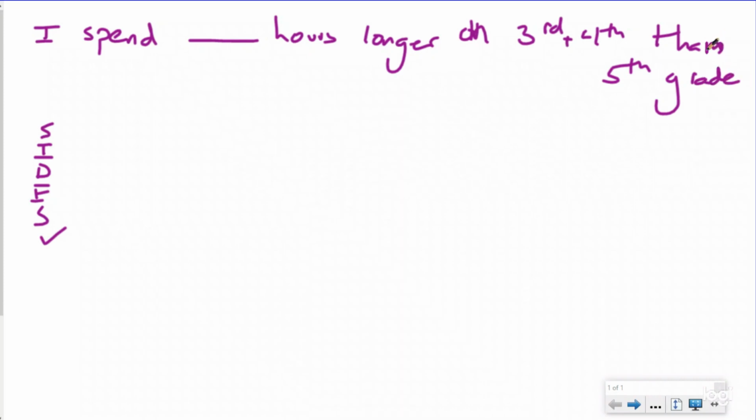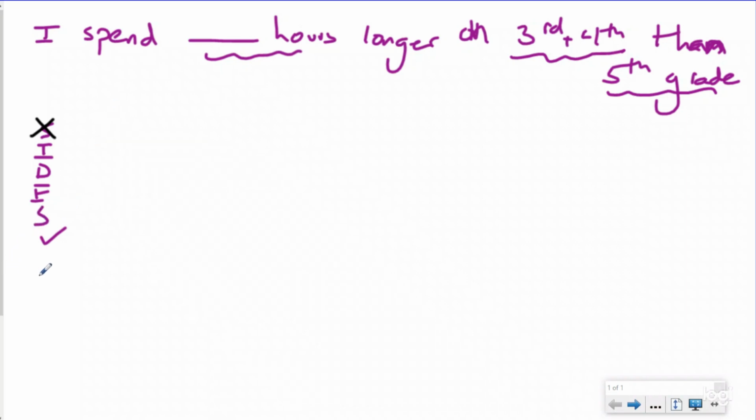And man, my handwriting was really good for a while. I know right now that I'm looking for anything about hours. I'm going to be adding 3rd and 4th grade, and then I need to find out anything about 5th grade as well. I also know that I'm going to be doing an additive comparison model here, because it's asking me to compare 3rd and 4th grade with 5th grade. So my statement has guided my thinking.